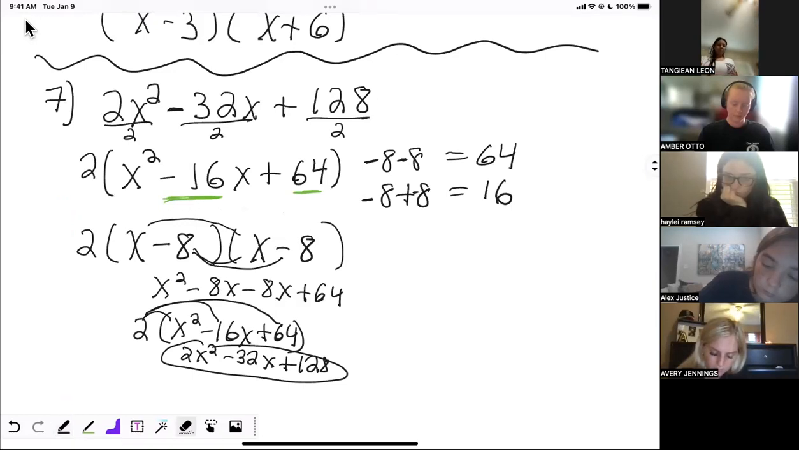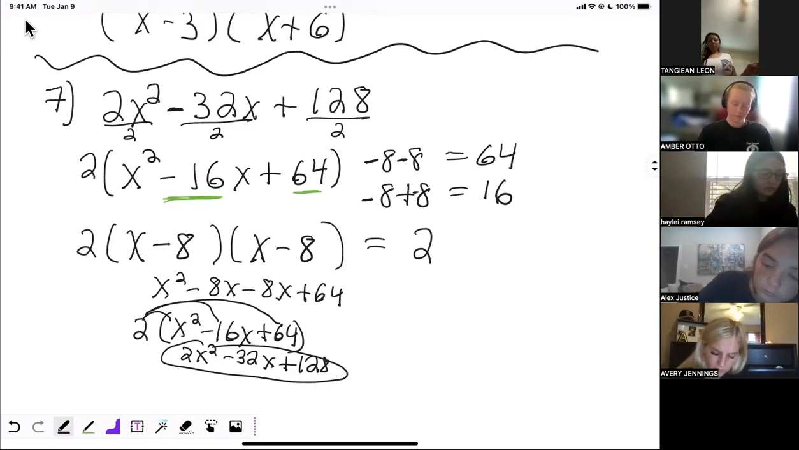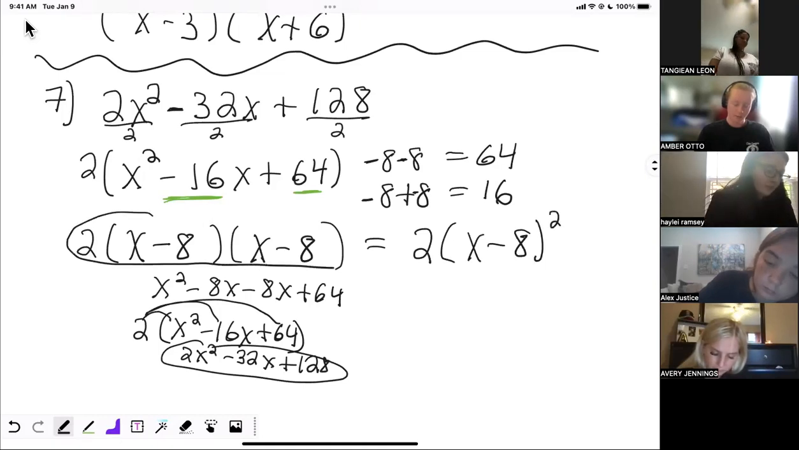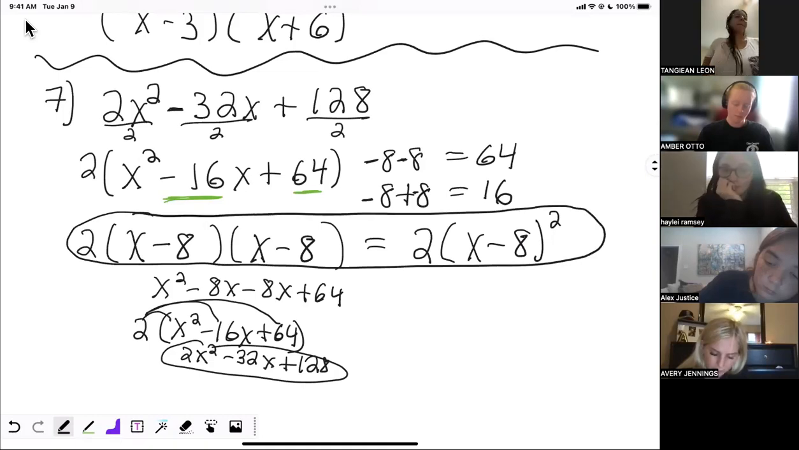This way of writing the answer is perfect, but many times you're going to see it written a different way. You're going to see it written this way: 2 times (x minus 8) squared. I do not care which way you write it, as long as you know they mean the same thing.